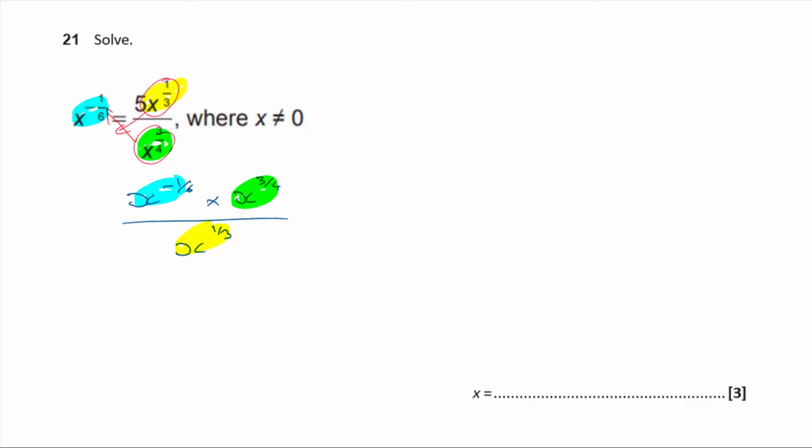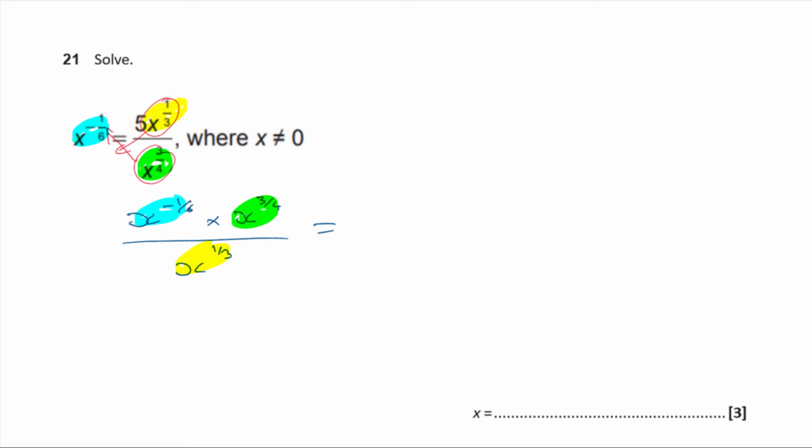Okay, so then that is going to be equal to 5, because the 5 is also staying where it is, hasn't moved. So the 5 was there, it's still there. Okay, right, so then we just need to resolve those. So when you multiply numbers with the same base, you add the indices, and then when you divide, you subtract the indices. So we're going to be adding minus 1/6 plus 3/4 minus 1/3.